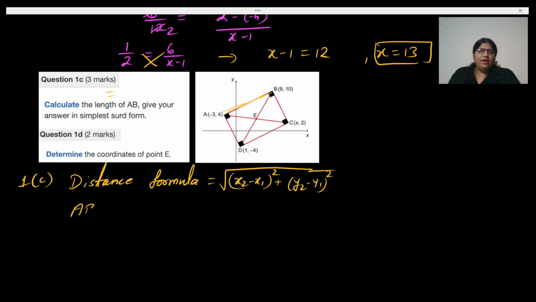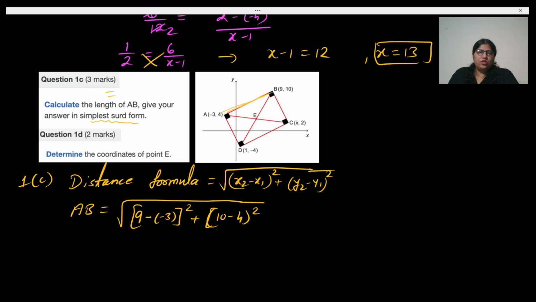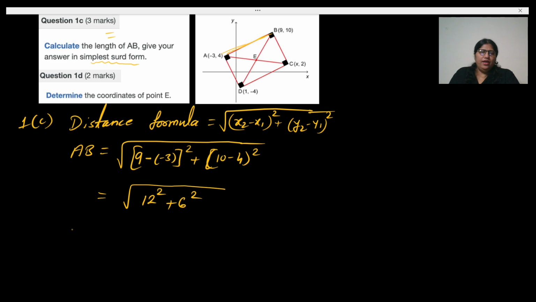Now we are finding the distance between AB. The calculator will not be given because it's written here, write your answer in the surd form. So in this section you will not have a calculator. Make sure you are doing the calculation on your own. So AB, I can take x2, it is 9 minus of minus 3 whole square plus y2, it is 10 minus 4 whole square. When you are doing this, just be careful with the calculation and sign part, plus 6 square, and if you do further simplification, you can get it here.